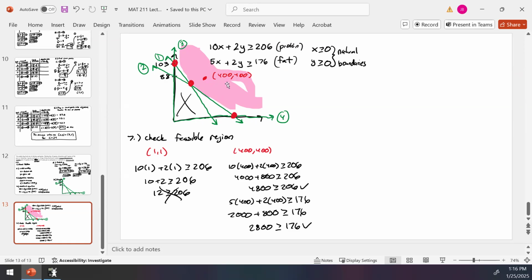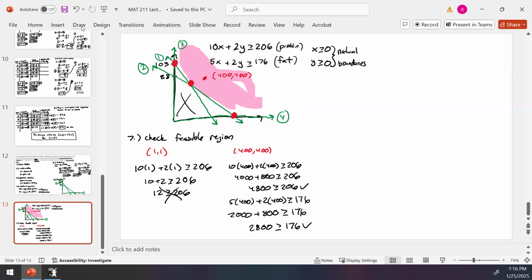Now, because this is an open region, it is not guaranteed that one of those is an optimal solution. One of them can be, but there's no guarantee of that. So there could be a scenario where there is no minimum value, right? That is possible. A closed region will always guarantee one. So that's something to consider.